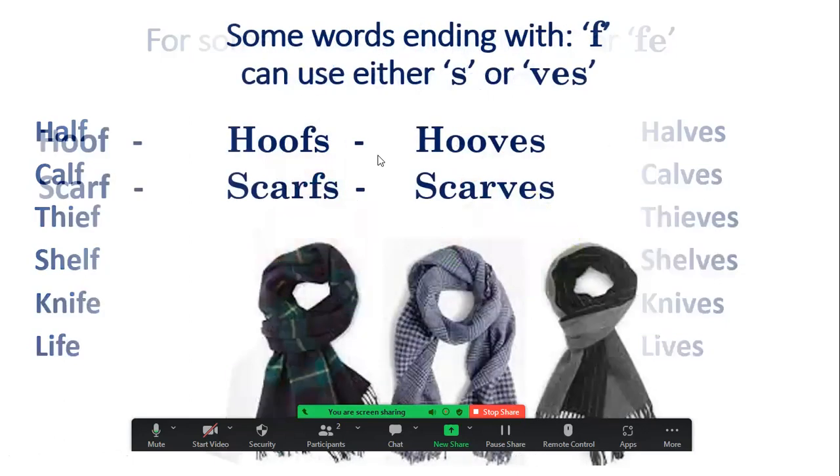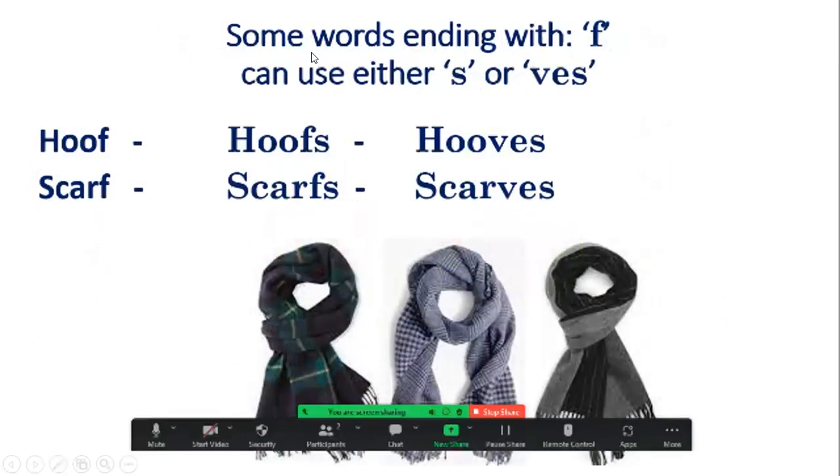Now, for some words that end with F, you can use either S or VES. For example, I'll just give you two here. Hoof, you can give the plural as hoofs or hooves. Scarf, you can say scarfs or scarves. So for some words that end with F, you can use both S or VES.